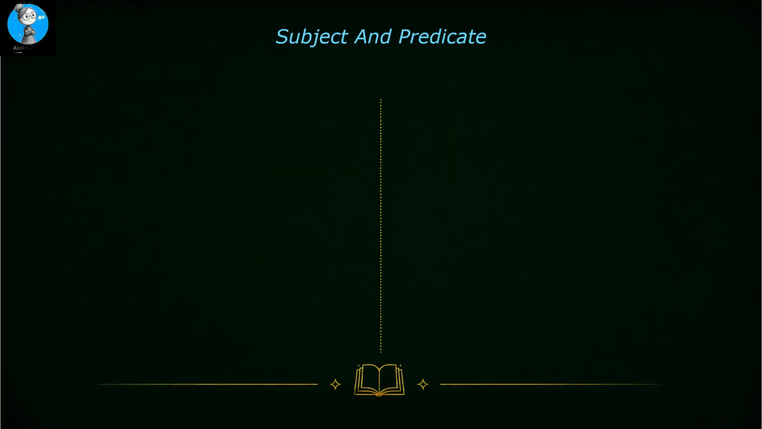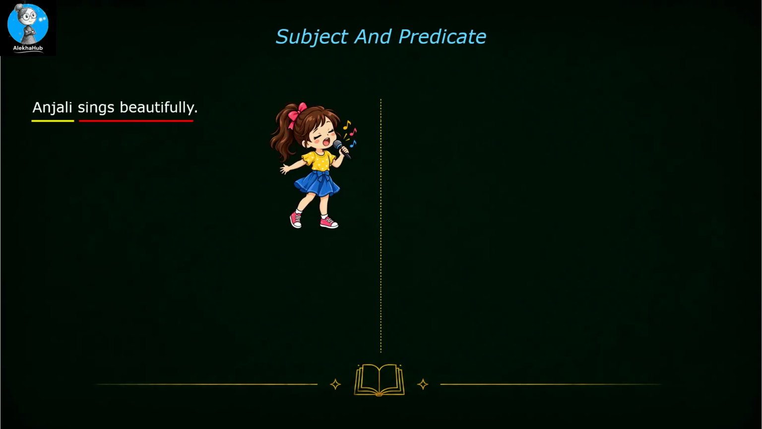Have you ever wondered how a sentence is formed? A sentence has two important parts, a subject and a predicate. But how do we identify them? Let's understand it with a simple example. Look at this sentence. Anjali sings beautifully.